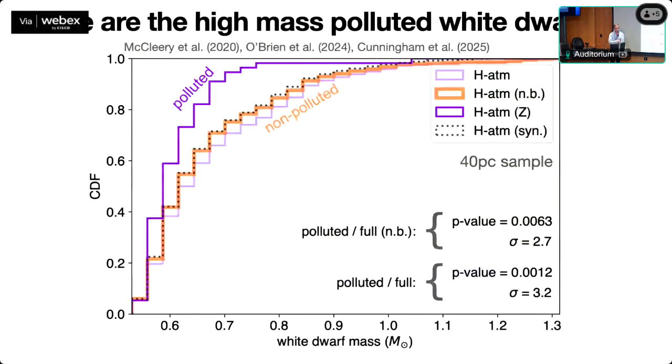The other thing that kept me busy since last time was a study of the mass distribution of polluted white dwarfs. In orange, you're seeing the non-polluted white dwarf distribution, and in purple, you're seeing the polluted white dwarf distribution from the same sample. So we identify a 3 sigma discrepancy between these two distributions, which is totally explainable by just there being no polluted white dwarfs with masses greater than 0.8 solar masses.